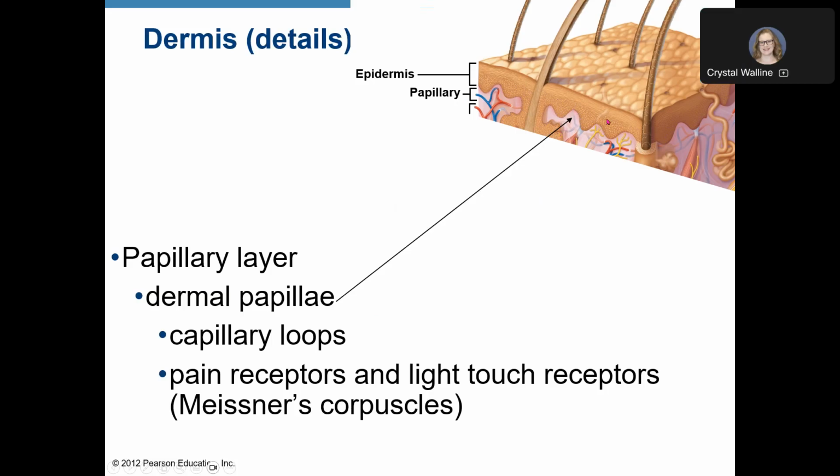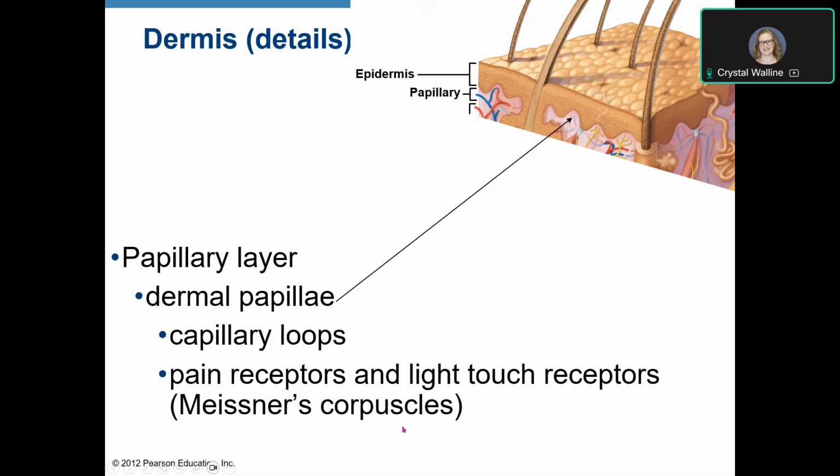Now, back to the dermal papilla in your dermis. These little invaginations house specialized structures like capillary loops, which provide blood supply to the deepest part of your epidermis. The blood supply allows nutrients and gases to nourish the dividing cells in the stratum basale by passing into the epidermis through diffusion. You can also find nerve endings, which are pain receptors, and additional light touch receptors, which are called Meissner's corpuscles.